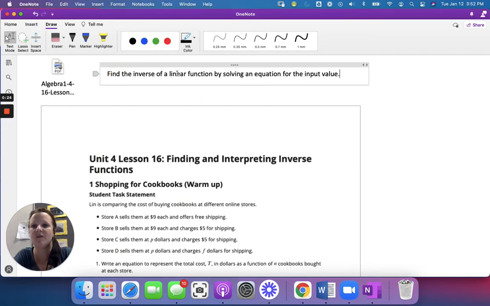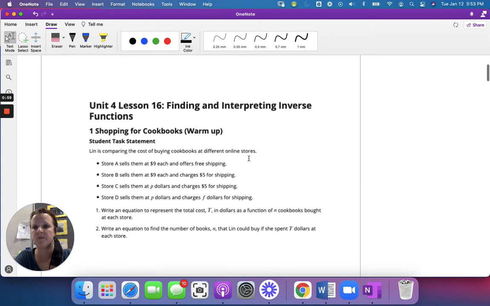So today we are going to find the inverse of a linear function by solving an equation for the input value. Okay, so we're going to rearrange the whole equation so that the input value is all by itself. We're also going to interpret an inverse function in terms of the quantities in a situation. Okay, two things we're doing today.